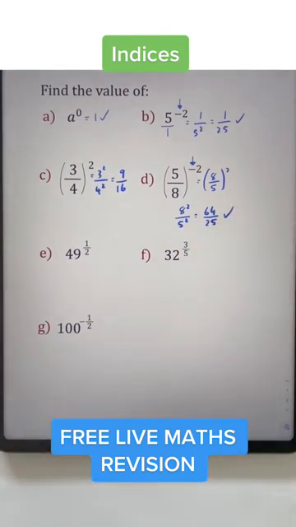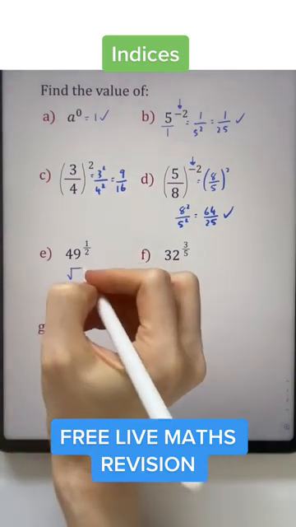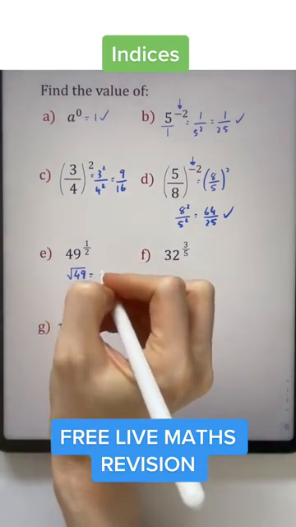For part E, a power of a half means the square root. Hence we're going to just square root 49, which gives us 7.